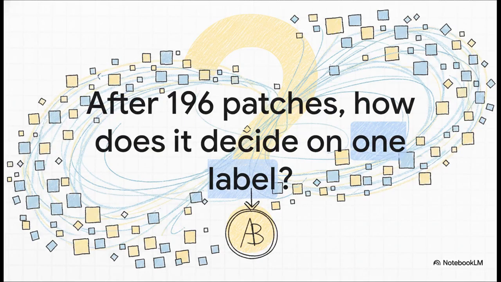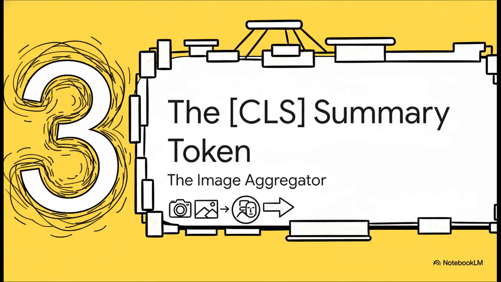Now, having that global context is incredibly powerful, but it creates a new headache. The model processes all 196 patches, and it ends up with 196 rich, context-aware vectors. But the goal is to classify the whole image. You need one decision, cat, not 196 different opinions. So how do you boil all that information down into a single confident answer? Well, the solution is a really elegant trick they borrowed from famous language models like BERT. They introduce a special extra token whose entire purpose in life is to listen to all the other patches and create a final summary. This is called the CLS, or classification, token.